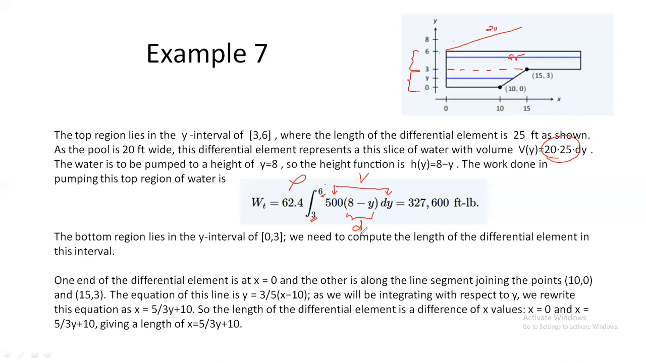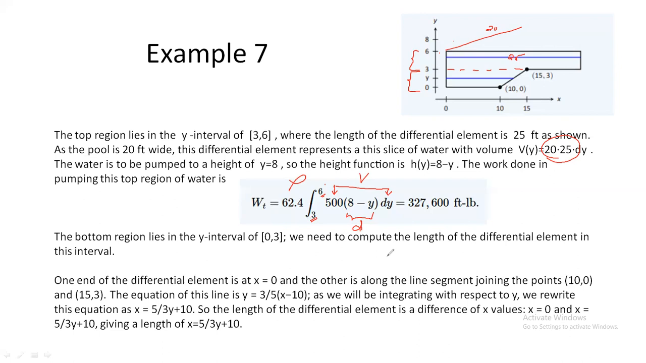This is now the work in pumping out this volume of water from the top part of the pool. But of course, we still need to determine the work needed to pump out the water at this section of our pool. Now, the bottom region lies on the interval 0 to 3, so from y equal 0 to 3, whereas the one on top is 3 to 6. So you can see here the limits of integration is 3 to 6. For our second integral, that should be 0 to 3.